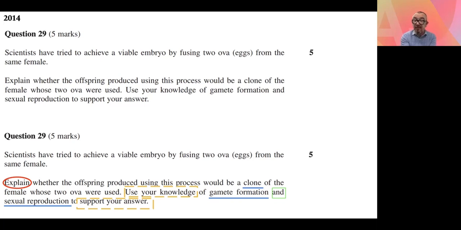Now, the important information that you then need to address as well in the yellow boxes there, use your knowledge. Nowhere in here does it talk about crossing over, independent assortment, random segregation, but it is assumed based on your studies that you know that information. So using your knowledge of those concepts in order to support your answer to this question. Hopefully you've locked in whether it is or isn't a clone, and I'll now take you through the marking criteria.